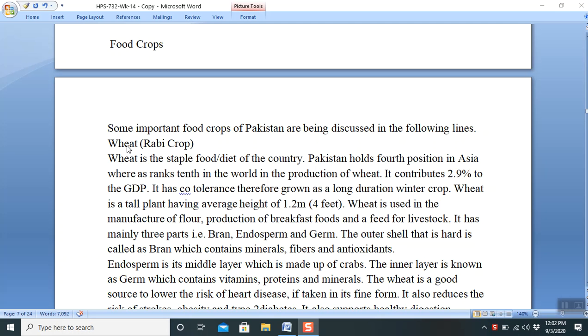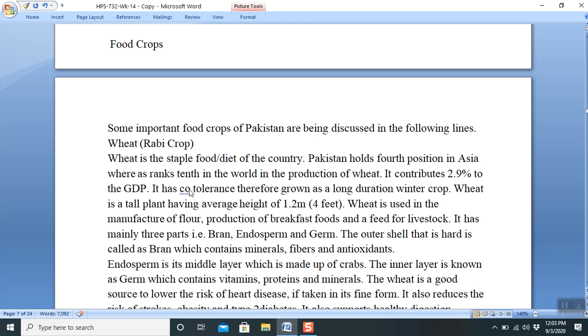The very first crop is wheat. Wheat is the staple diet of the country, meaning the major diet of the country, and Pakistan holds an important position in field crop production, being 10th in the world. Wheat production contributes 2.9% of its GDP because we export wheat to Afghanistan, Iran and the related areas. Fine.